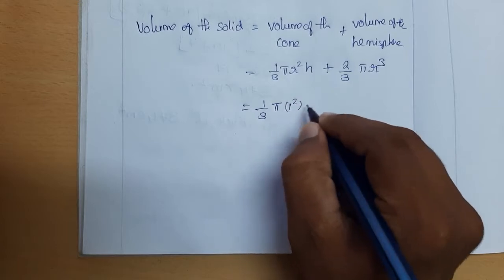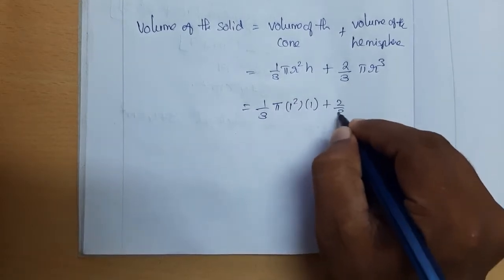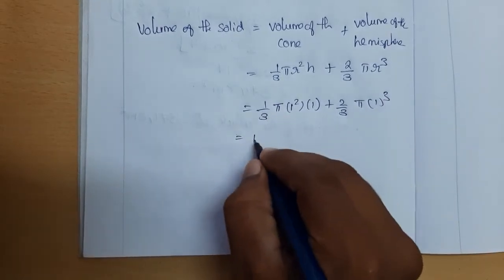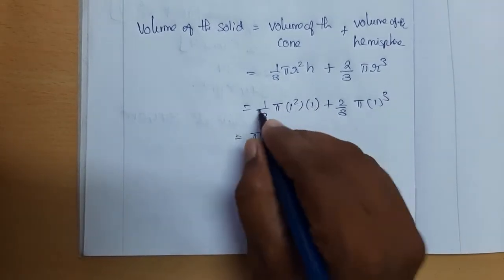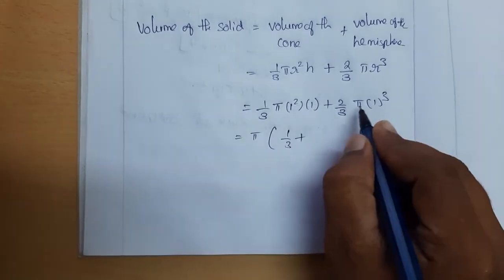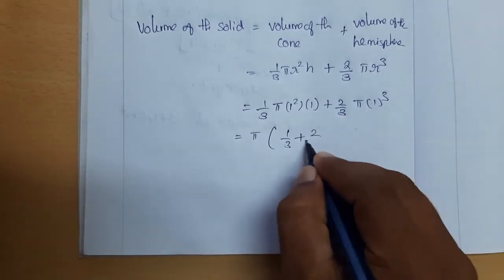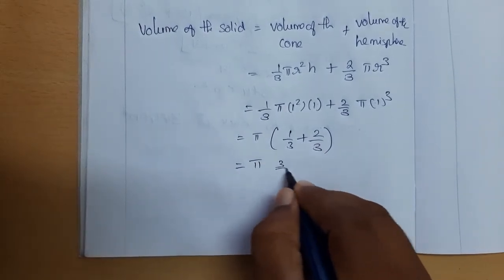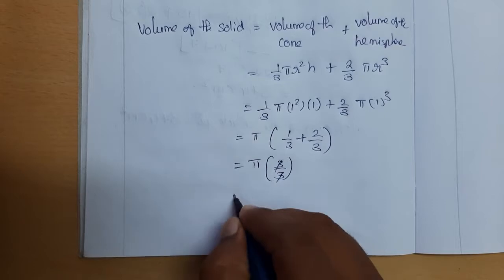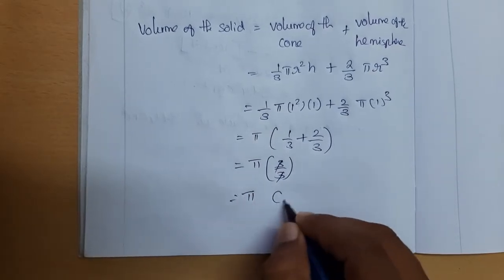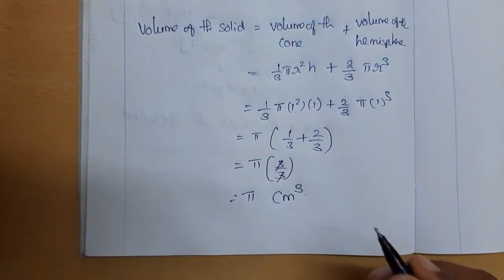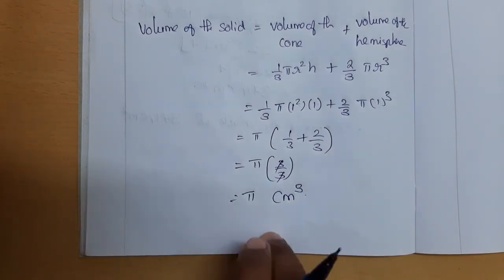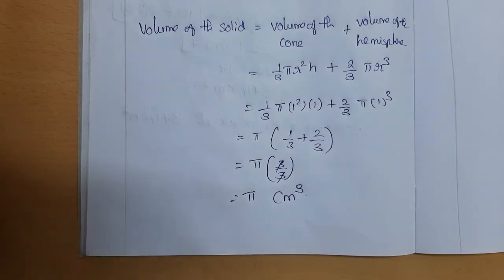So it is 1/3 pi into 1 square and height 1, plus 2/3 into pi of 1 cube. So pi and pi we can take common outside, and here 1 into 1 is 1/3 plus 2 into 1 is 2/3, right? So 1/3 plus 2/3 is 3/3, which is equal to 1, and the final answer is pi centimeter cube. The volume is in cubic units. So the volume of the solid is pi centimeter cube.